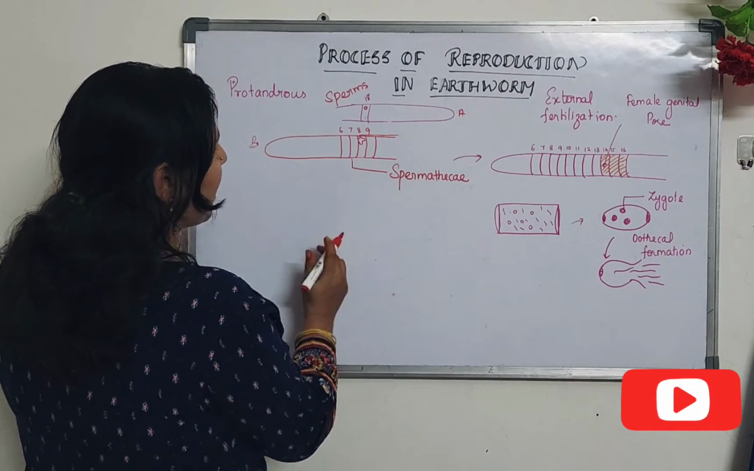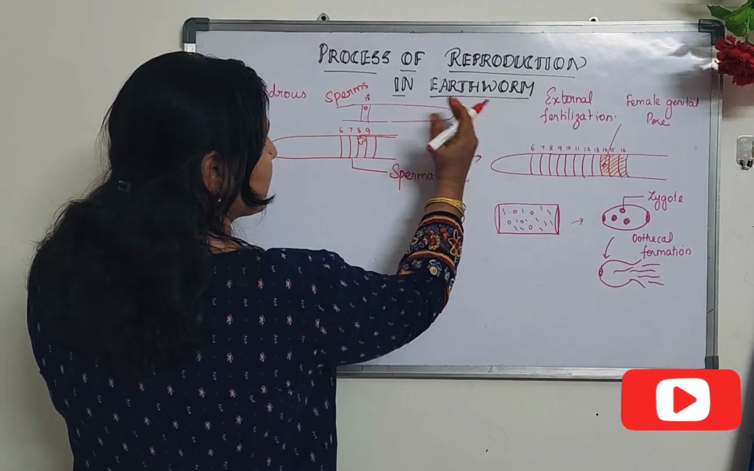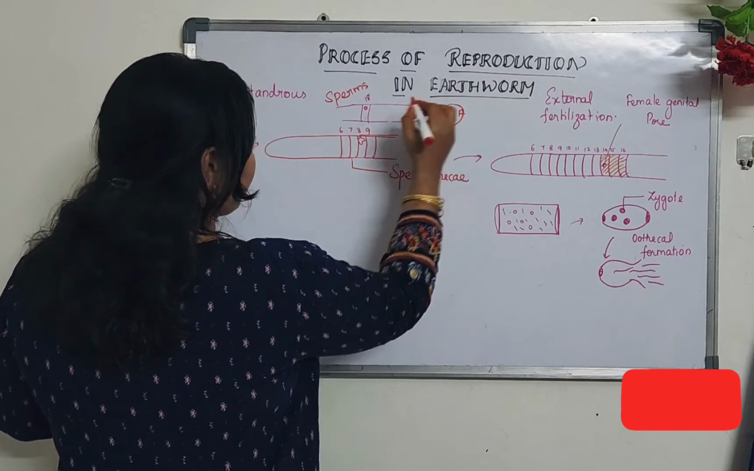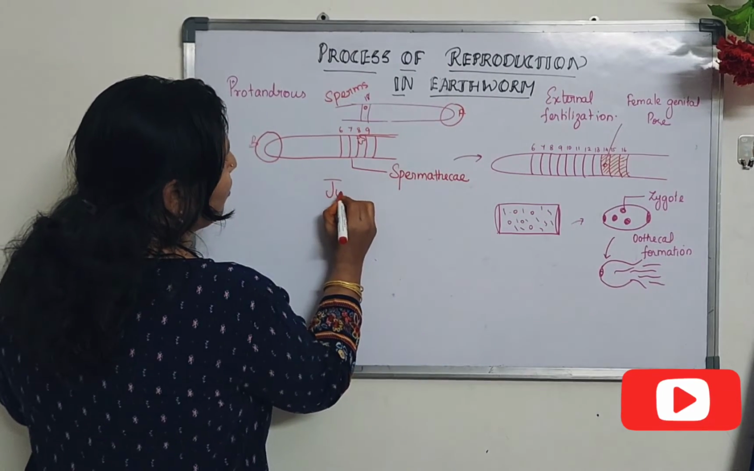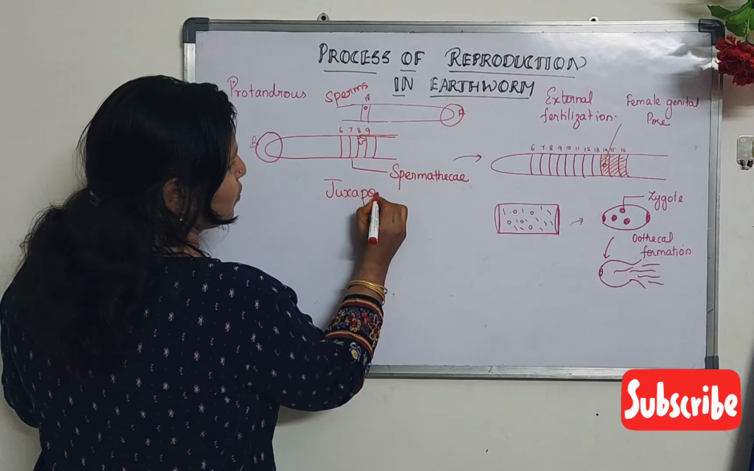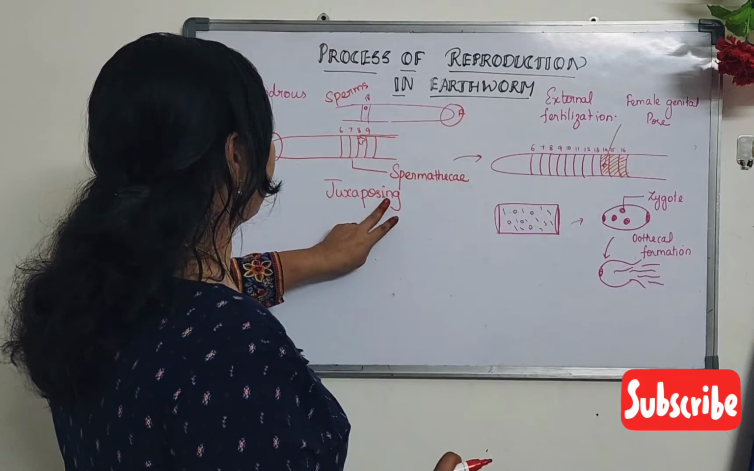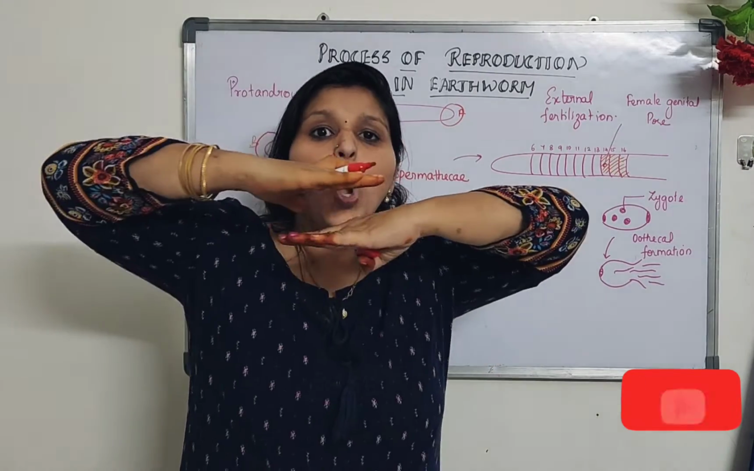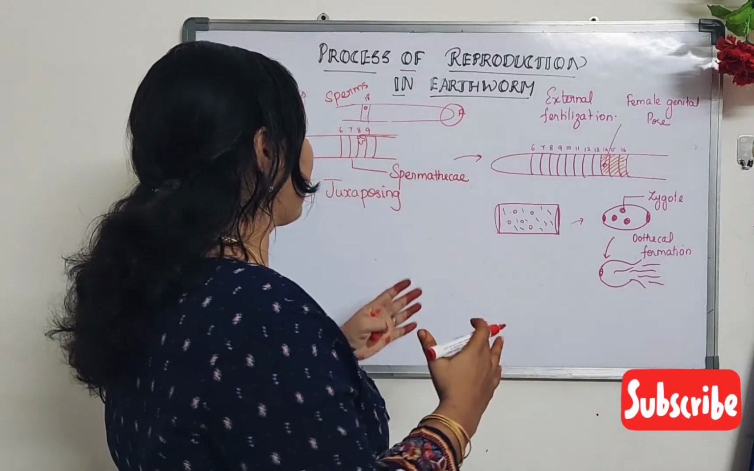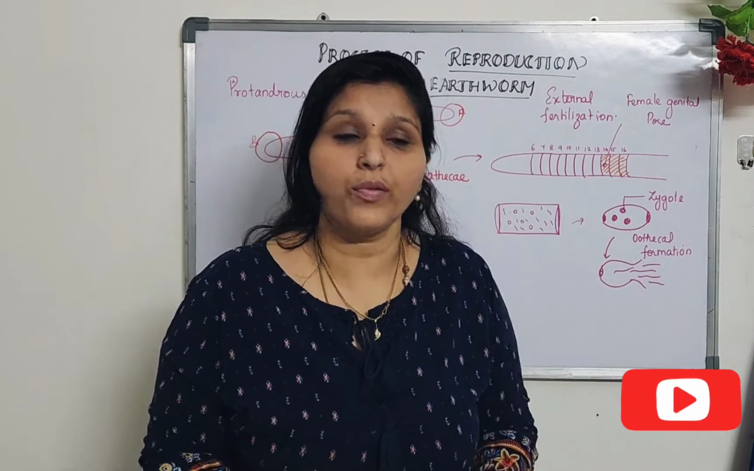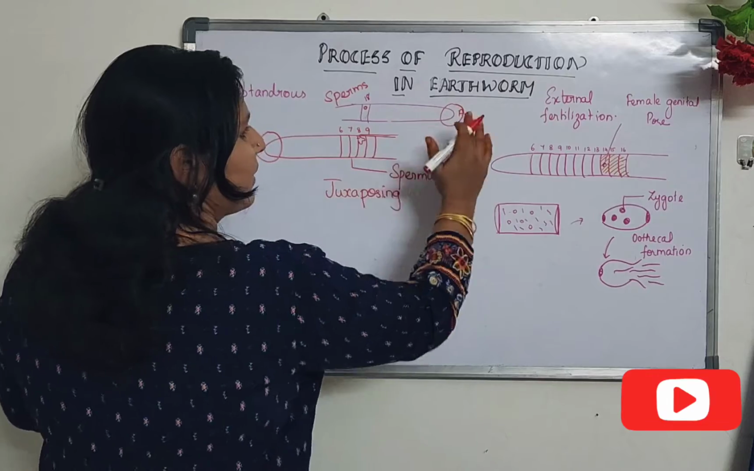The copulation occurs in such a way that the head parts of both the earthworms are in opposite directions, and we call it juxtaposition. They will be looking in opposite directions, which gives the correct environment for the process of copulation. After the copulation occurs, both the earthworms get separated.